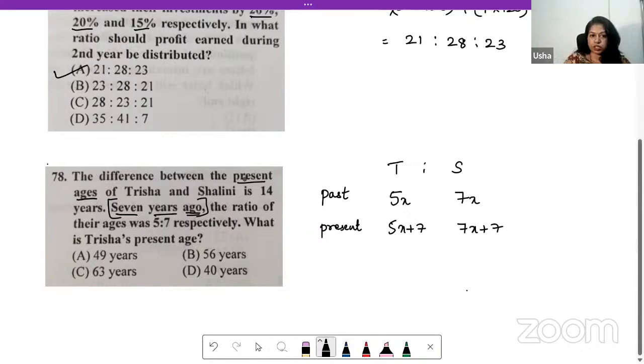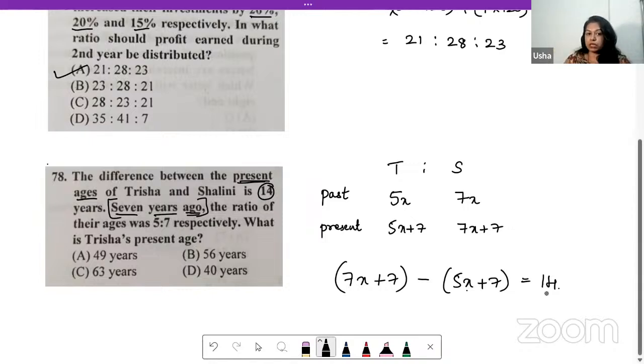Difference between present ages of these two people is 14 years. Who is older? 7x is more than 5x. So Shalini is older. So 7x plus 7 is Shalini's age. From this, if I subtract Trisha's age, I will get 14 years. What you have to understand is, if the difference between these two people's age is 7 years, then every time the difference is 7 years only, not just now. Earlier also difference between their ages is 7 years only. So 7 and 7 gets cancelled. 7x minus 5x is 2x, which is equal to 14.